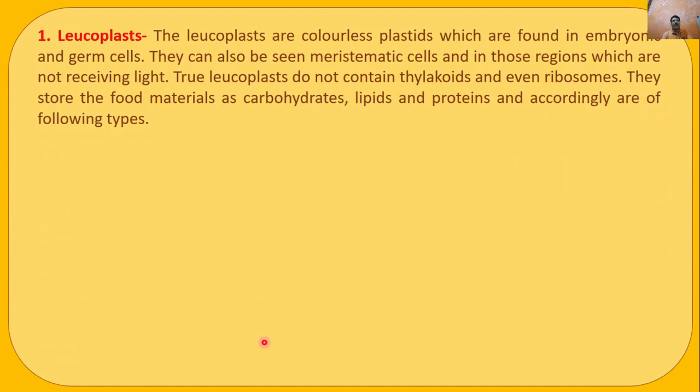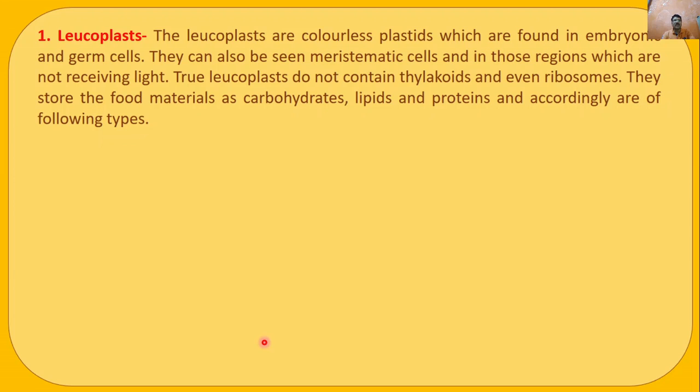Leucoplast: leuco means colorless, or we may call it white in color. This type of plastid is present in embryonic and germ cells. They can also be seen in meristematic cells and in those regions which do not receive light, so they become white or colorless. True leucoplasts do not contain thylakoids or even ribosomes.